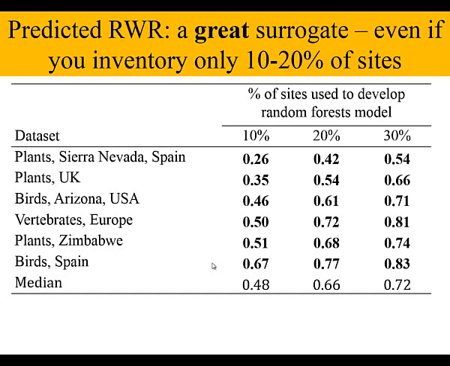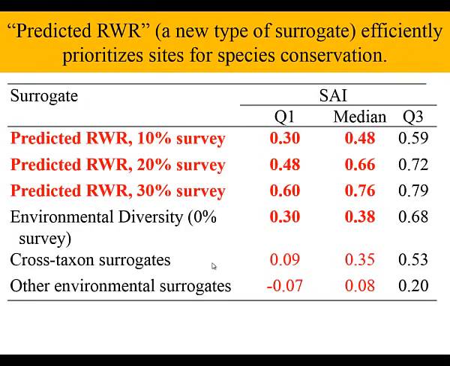So we have a nice, powerful way. If we have a subset of our sites surveyed for species, we can effectively represent all species. Again, if we compare that to environmental diversity, it does very well. The median is better than environmental diversity in all cases. The lower quartile range is also above environmental diversity. So it does cost something, but it performs even better. And it, of course, kicks the pants off of cross-taxon surrogates and other environmental surrogates.